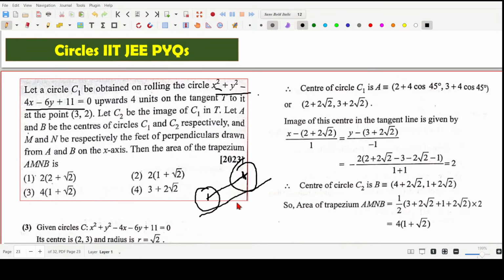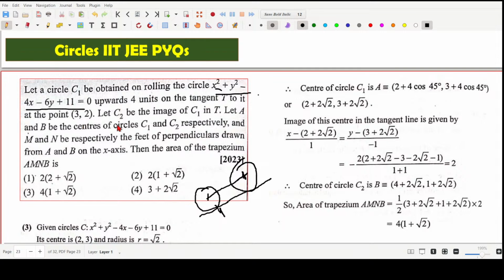And where are we rolling? We are rolling on the tangent which we draw at (3, 2). So this is the circle. Obviously, we can find out the equation of the tangent, right? Very easily, S1 equals 0. We can find the equation of this tangent drawn at (3, 2).